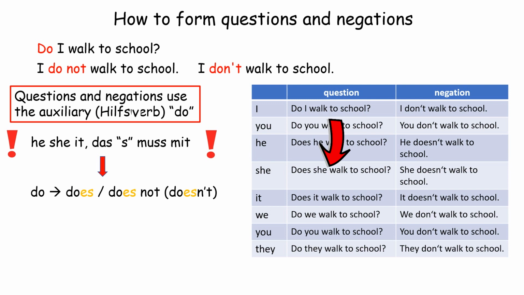Does she walk to school? She doesn't walk to school. Does it walk to school? It doesn't walk to school. Do we walk to school? We don't walk to school. Do you walk to school? You don't walk to school. Do they walk to school? They don't walk to school.